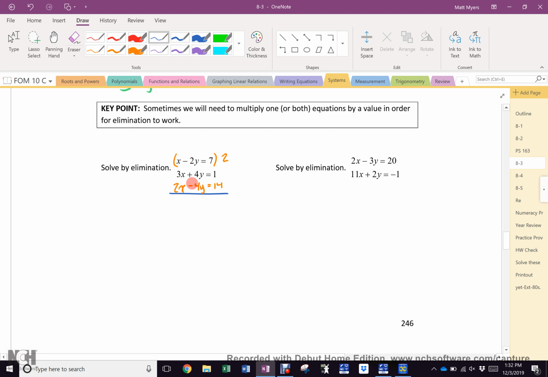Will they eliminate if I add or if I subtract? I must add. Rylan, go. So you can multiply one, not the other. Yeah, of course.